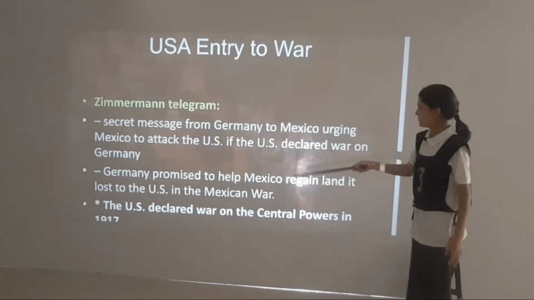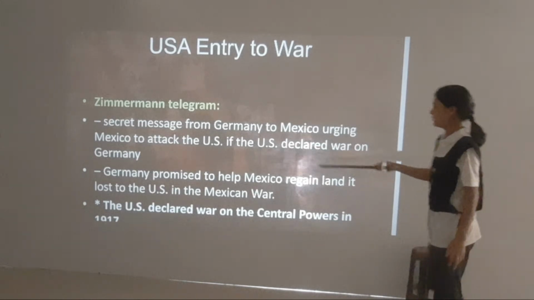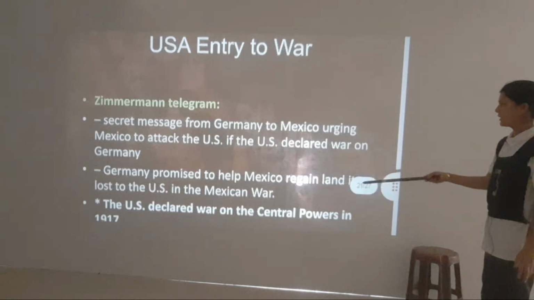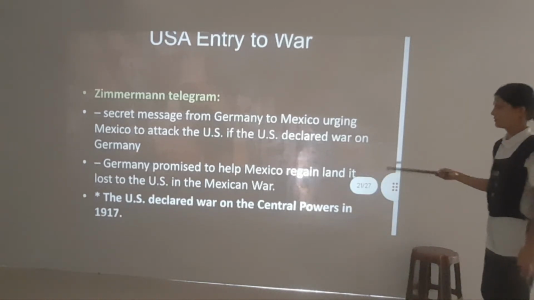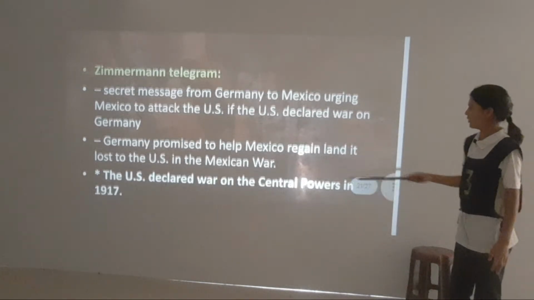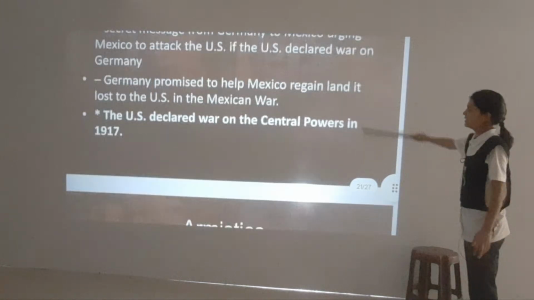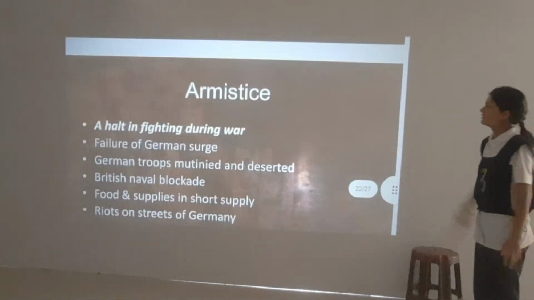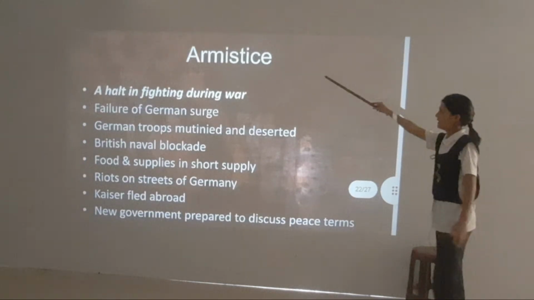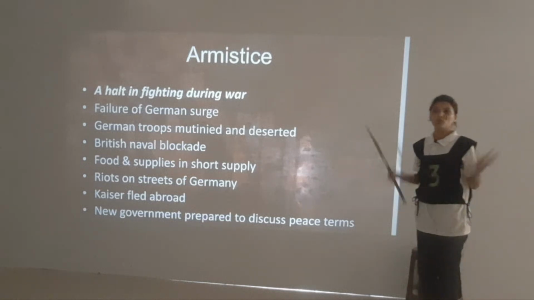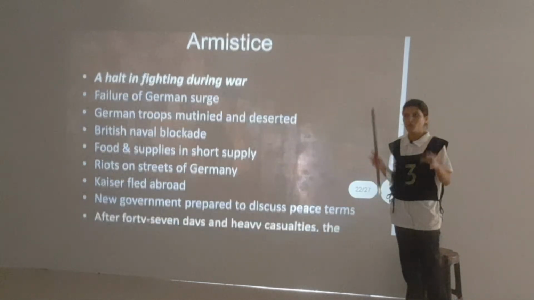And the next point is, Germany promised to help Mexico regain the land it lost to the US in the Mexican War. So as I have already told you, the US declared war on the Central Powers in 1917. What this word armistice means is an agreement between two rival countries that they would stop wars.